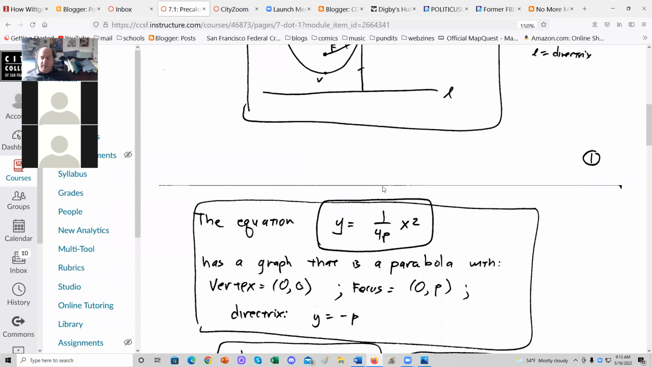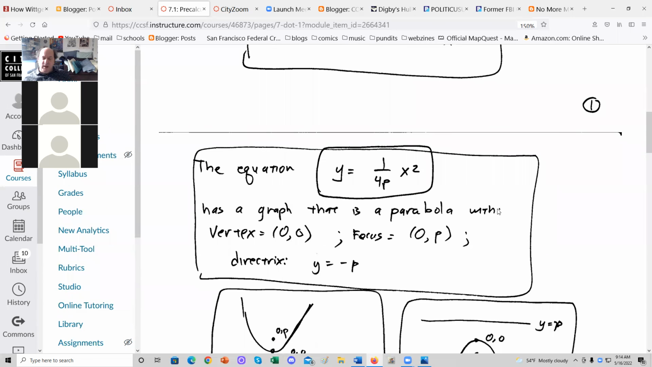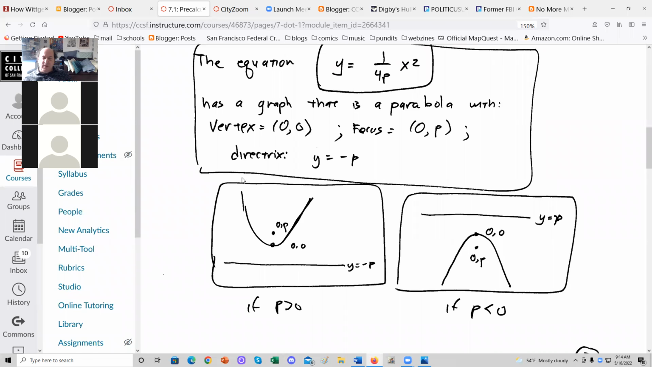All right, now here's an equation. If the parabola has a vertex 0 by 0 and a focus 0 by p, and therefore directrix y equals negative p, then its equation is y equals 1 over 4p x squared. So y is proportional to x squared for this parabola. If p is positive, it's cup up. If p is negative, then cup down. The directrix y equals negative p is in the 3rd and 4th quadrants when p is positive, and in the 1st and 2nd quadrants when p is negative.